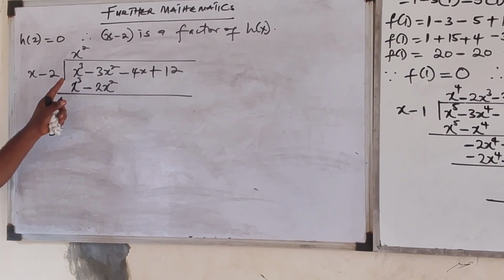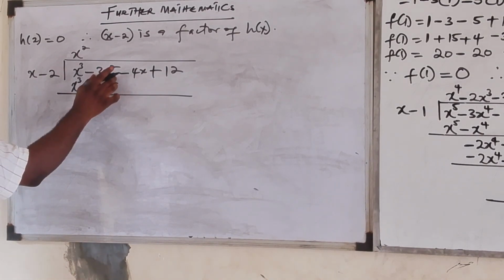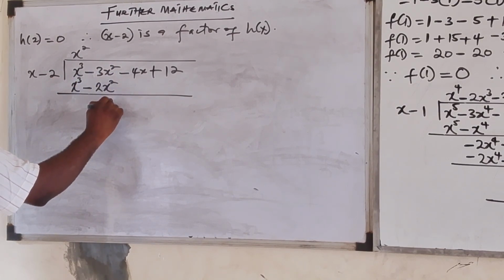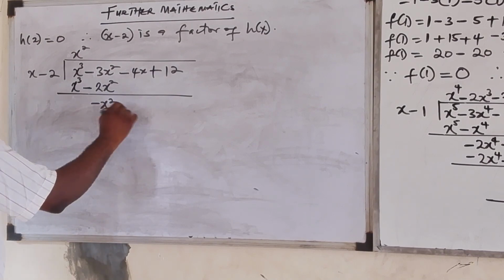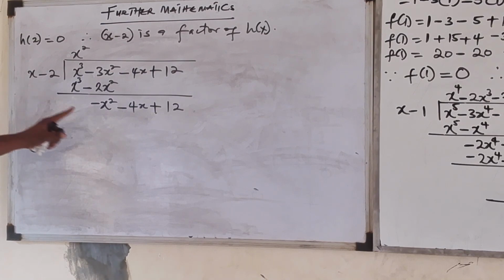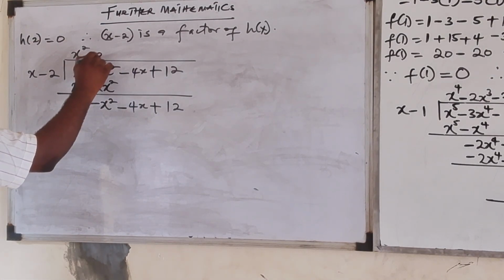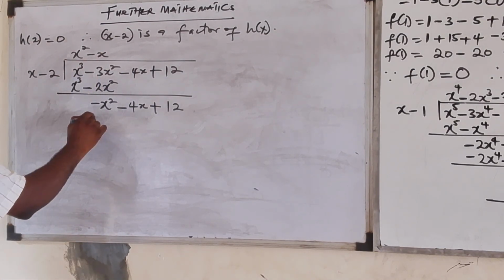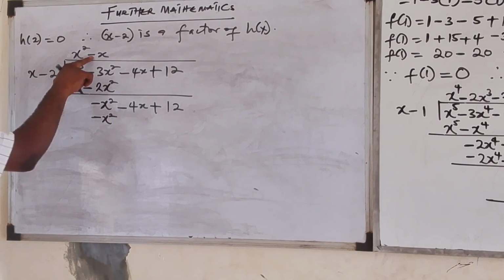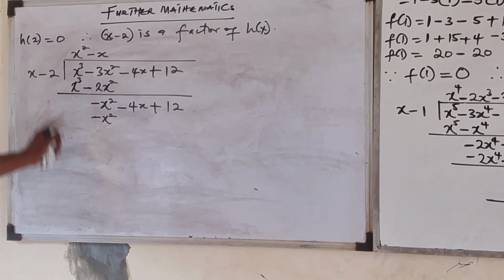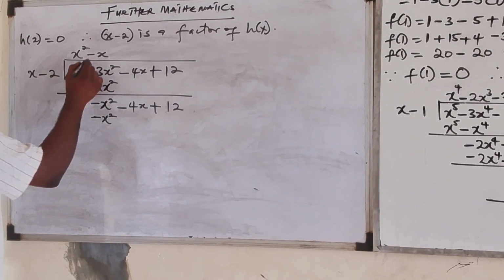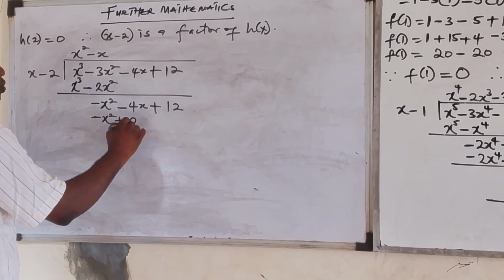Now minus 3 minus 2, that's minus 3x squared minus 2x squared, that will give us minus x squared. Yes. So here we have minus x squared minus 4x plus 12. Now let's look at x into minus x squared. That will give us minus x. Minus x times x is minus x squared. Minus x times minus 2: now look at it, minus minus, and we all know that minus times minus is plus. So minus x times minus 2 will be plus 2x.